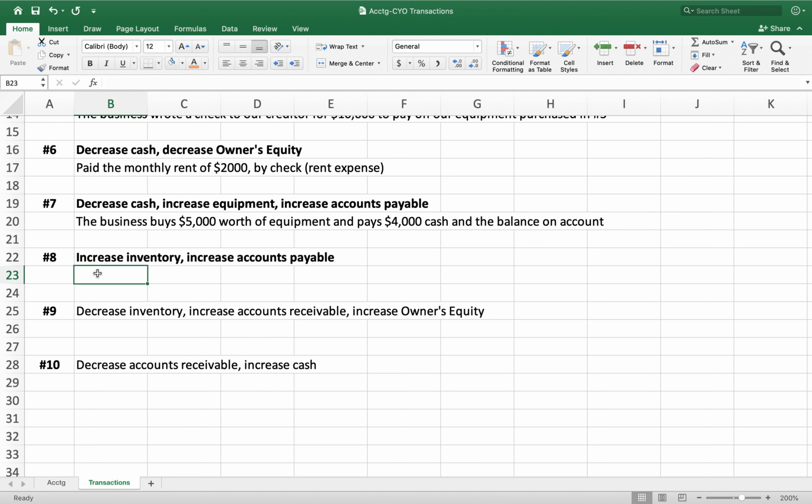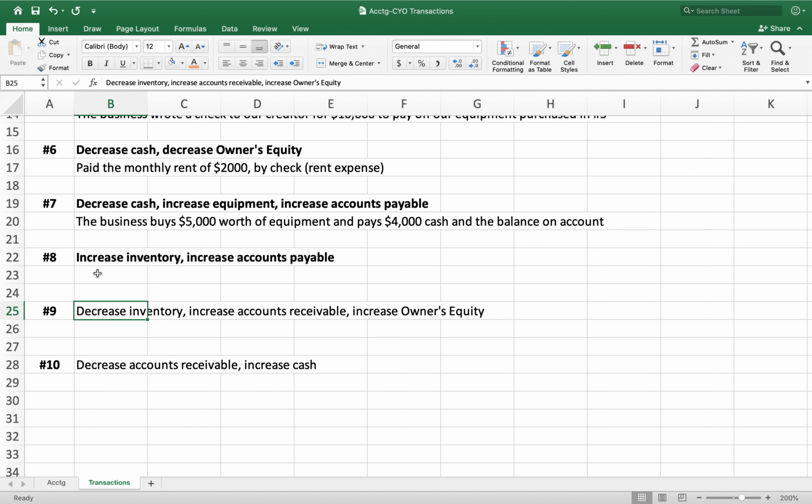Increase inventory, increase accounts payable. You are going to buy inventory and you're going to pay for it on account. So make sure you have a value associated with it to increase inventory and increase accounts payable. We buy inventory. That's what our business gained. We didn't lose anything. We paid for it on account. We used our credit card. We promised to pay at a later time.